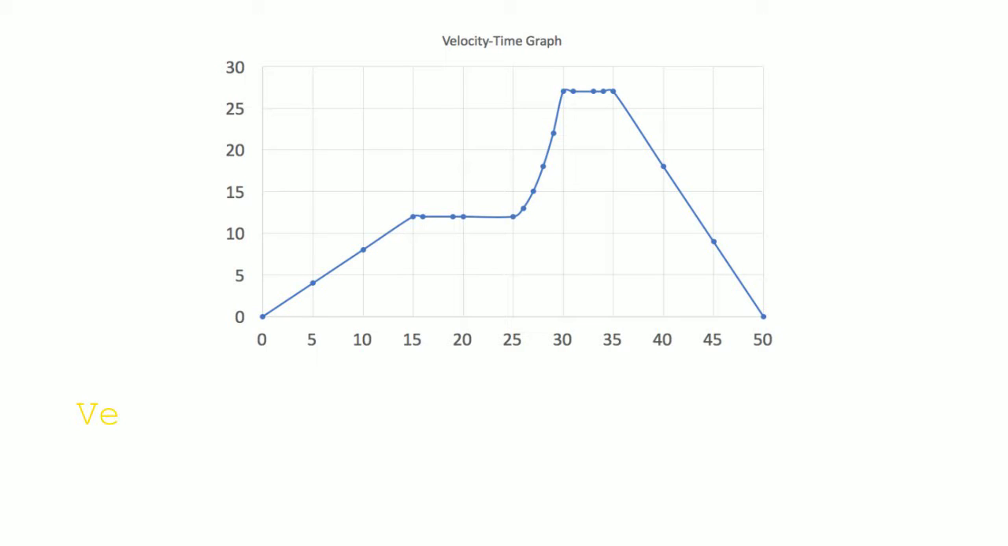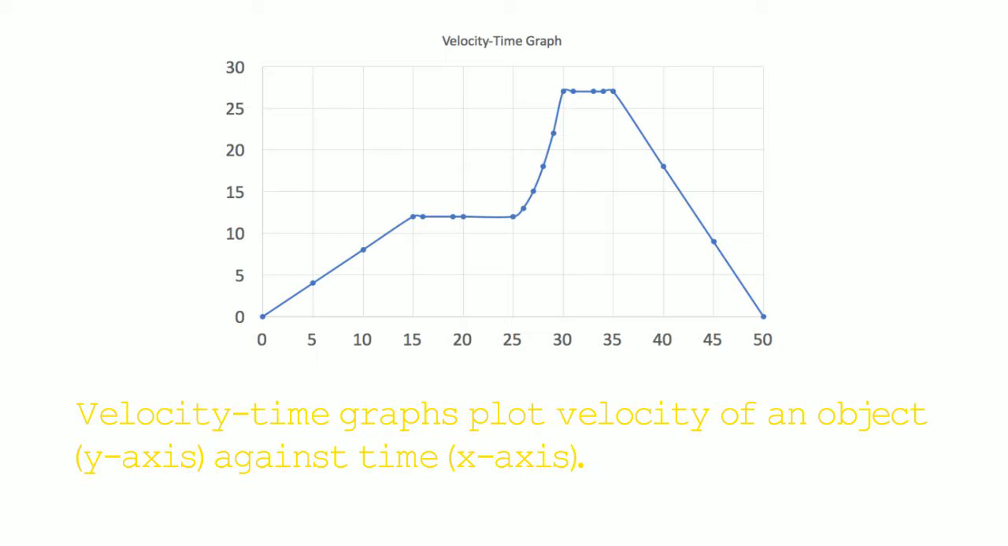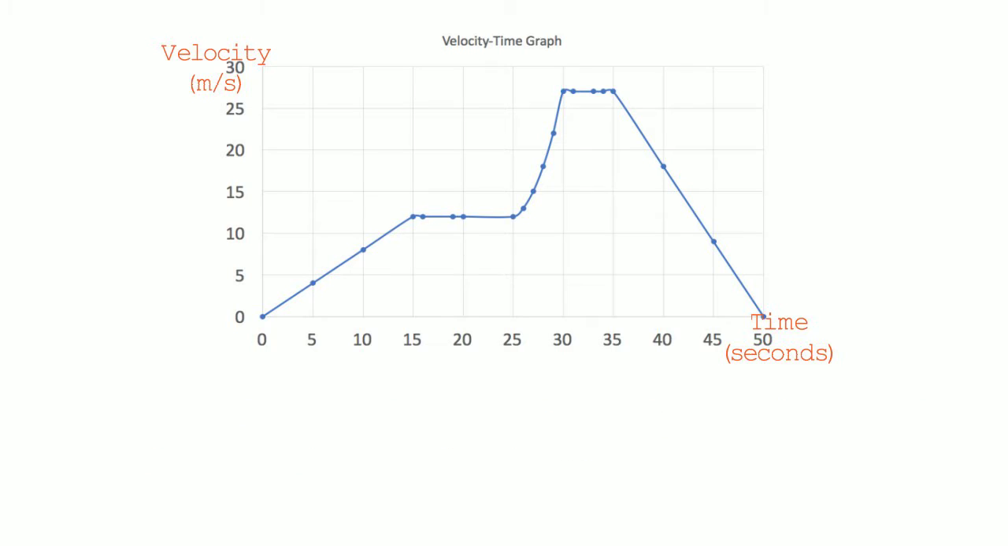This brings us on to velocity time graphs. Velocity time graphs plot velocity of an object against time. Time is plotted on the x-axis and velocity is plotted on the y-axis. But what does the information on a velocity time graph actually show us?